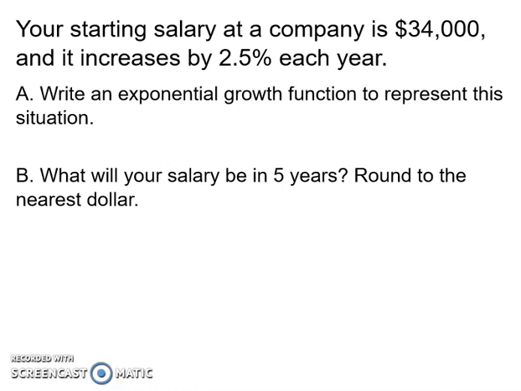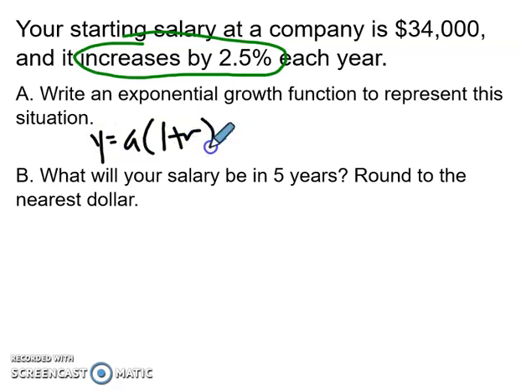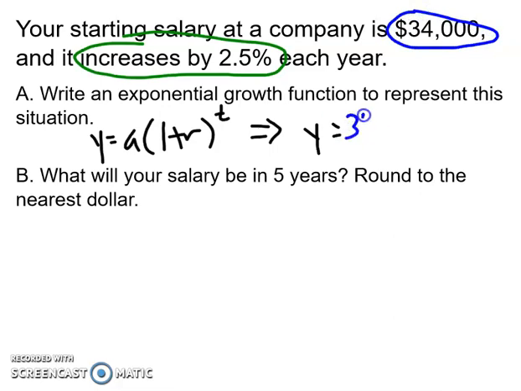All right, so it says we're going to be increasing by 2.5%. So that tells me I have growth. So since I have growth, it's going to be y is equal to a times 1 plus r raised to the t. All right, let's see what that transforms into. What is our initial value? What is our starting salary? Well, our starting salary is 34,000.